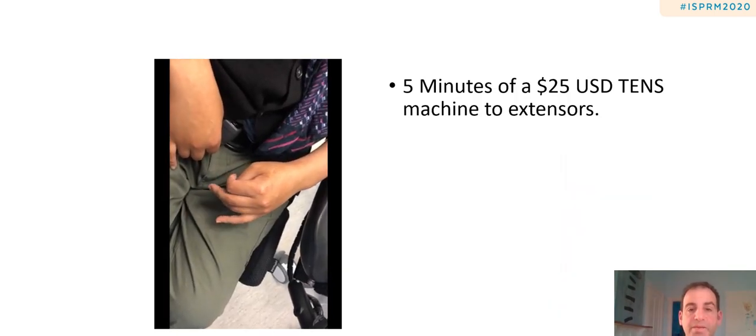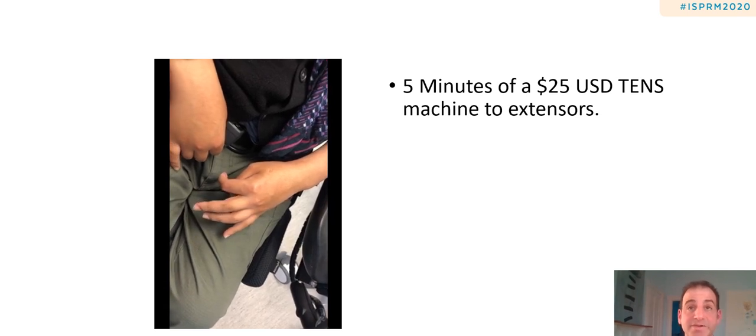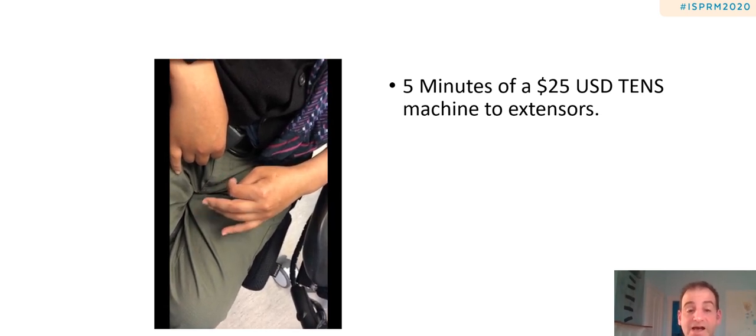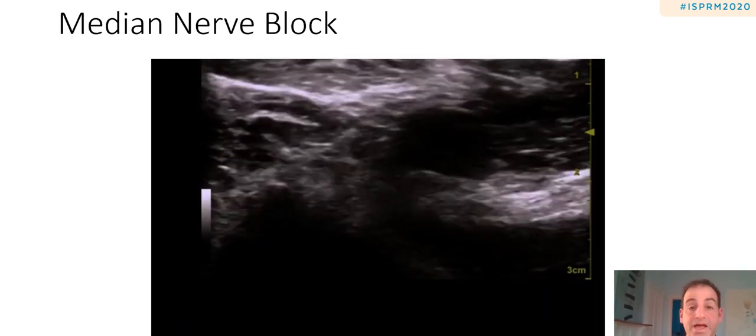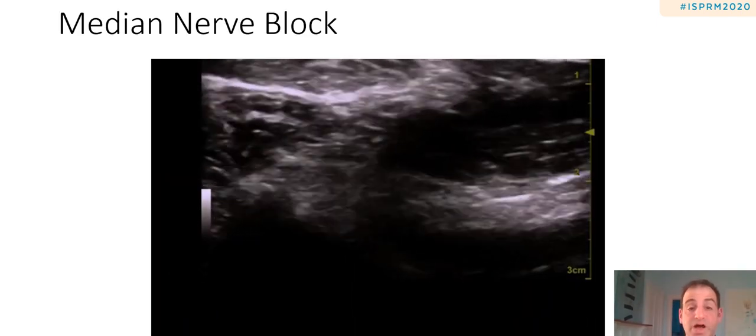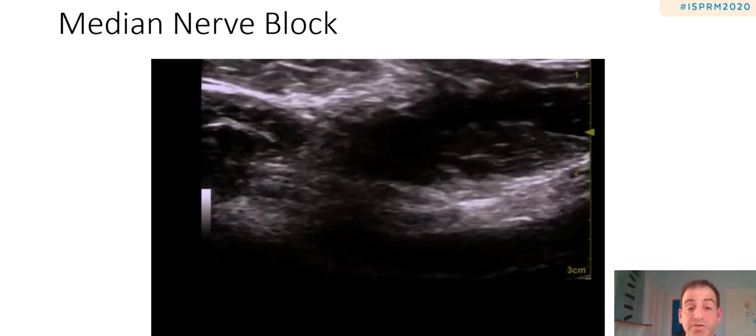So we put on our extremely inexpensive Amazon.com TENS machine to the finger extensors, and he is learning to program on his own how to use those extensors. More surgery, stay tuned. I had previously mentioned that we can do median nerve blocks in the antecubital fossa.